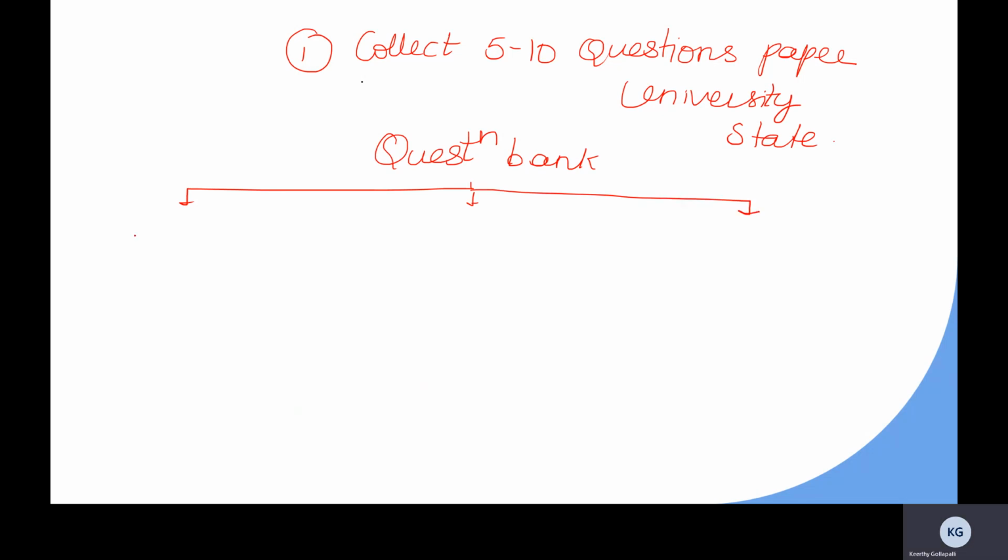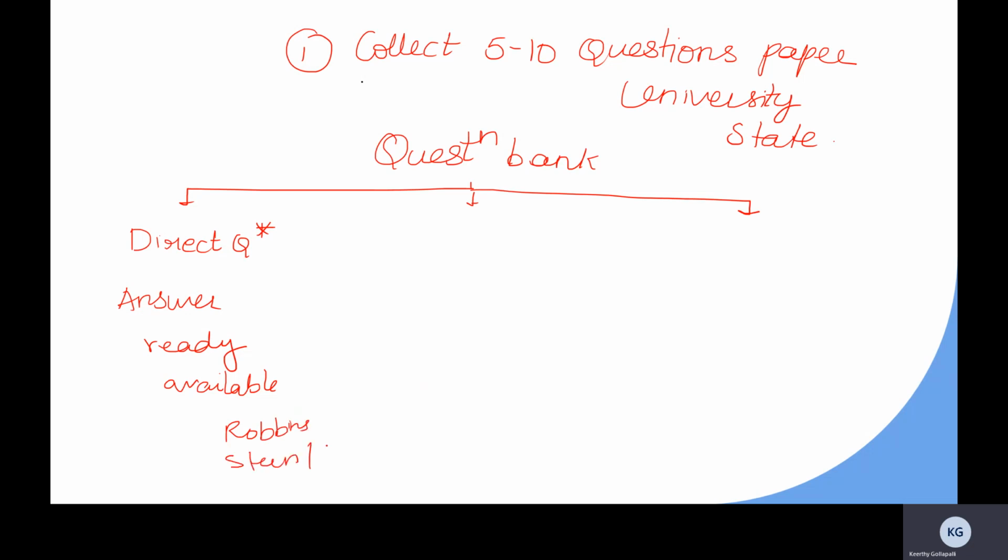Okay. So the part 1 will be the direct questions. What do you mean by direct questions? The direct questions are those whose answers are readily available to you in your standard books. It can be your Robbins, it can be your Sternberg, or it can be your Ackerman, or it will be your WHO. So no need to search much.